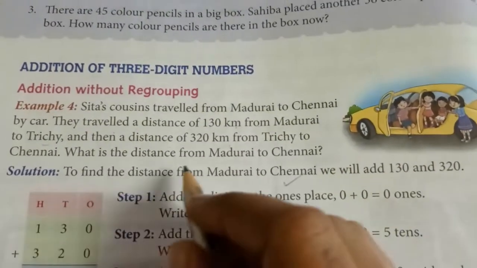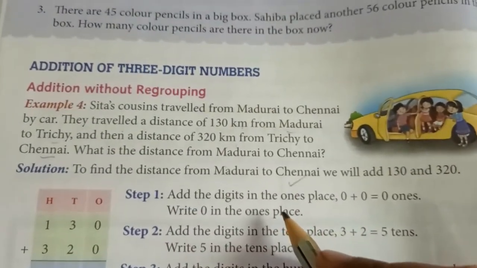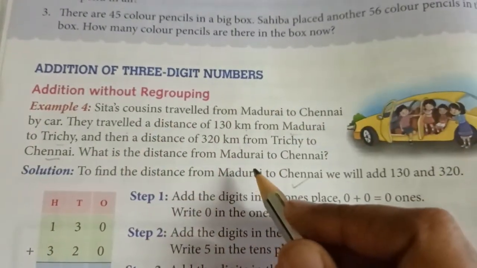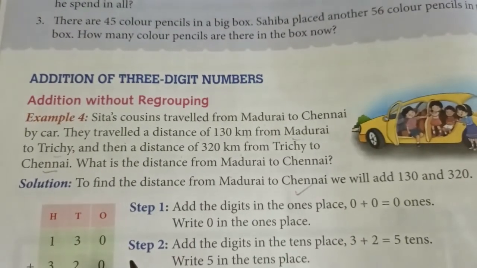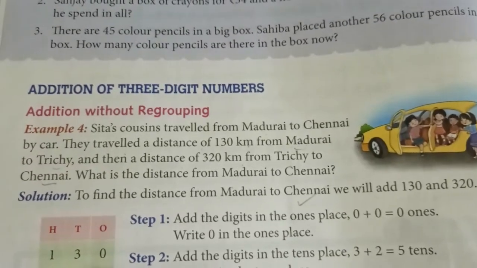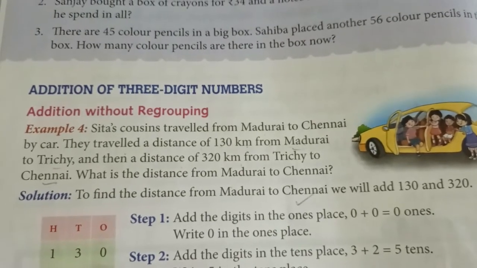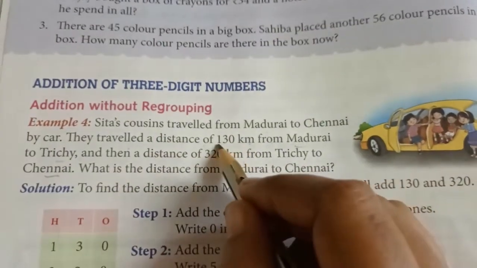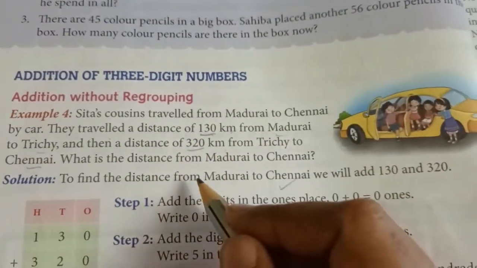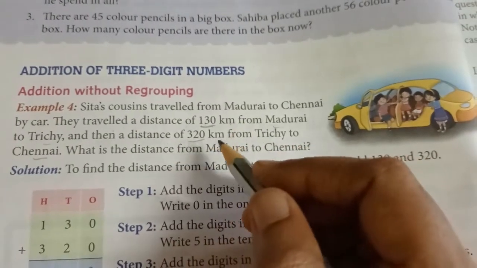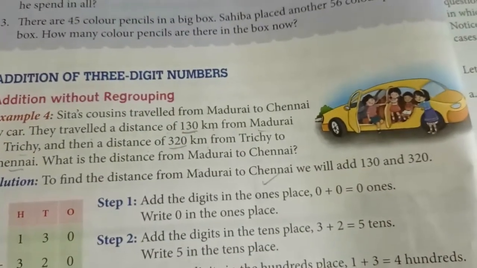Now what is the distance from Madurai to Chennai? They are asking the total distance they travelled from Madurai to Chennai. So what do you want to do for this question? Yes, to find the total distance from Madurai to Chennai, you have to add these two numbers. You have to add these two distances, then you can get the total number of kilometers Sita's cousins travelled from Madurai to Chennai.